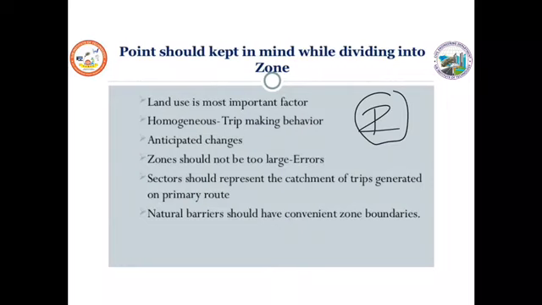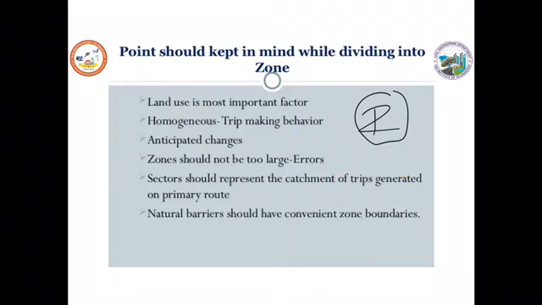The zone should preferably have some geometric shape. It should follow a rectangular or circular pattern, so that it will be easy for us to collect the data. And when we divide the area into sectors, they should represent the catchment of trips generated. So when we divide the sector, it should include each and every point from where the journey will start or the trip is being generated. That is what we mean by the sector representing the catchment of the study area.